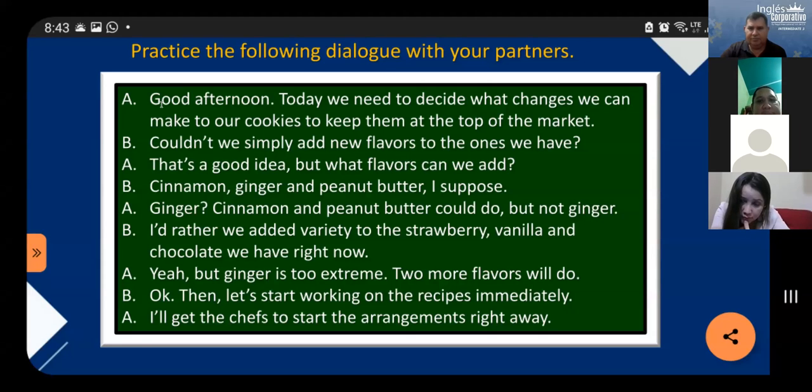Okay, good afternoon. Today we need to decide what change we can make to our cookies to keep them at the top of the market. Could we simply add a new flavor to the ones we have? That's a good idea, but what flavor can we add? Cinnamon, ginger, and peanut butter, I suppose. Cinnamon and peanut butter could do, but not ginger. I'd rather we add berry to the strawberry, vanilla, and chocolate we have right now. Yeah. But ginger is too strong. Two more.